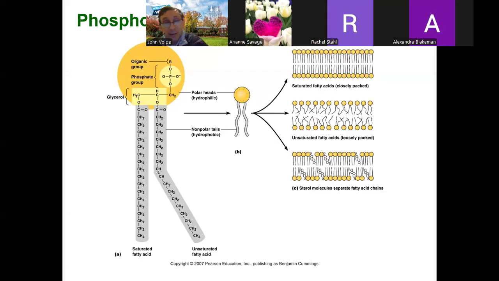Any question about any of that? So a biphasic molecule is soluble in both water and in lipids like oil.